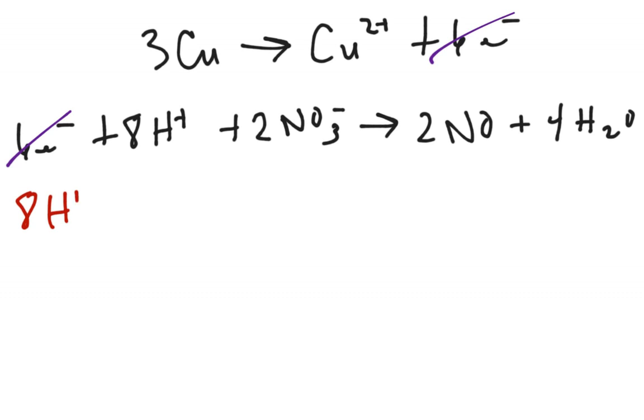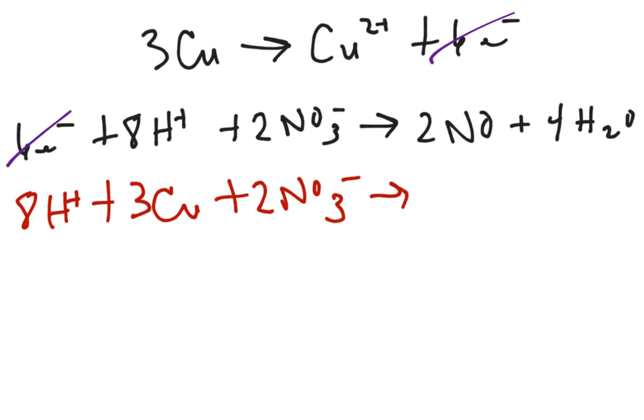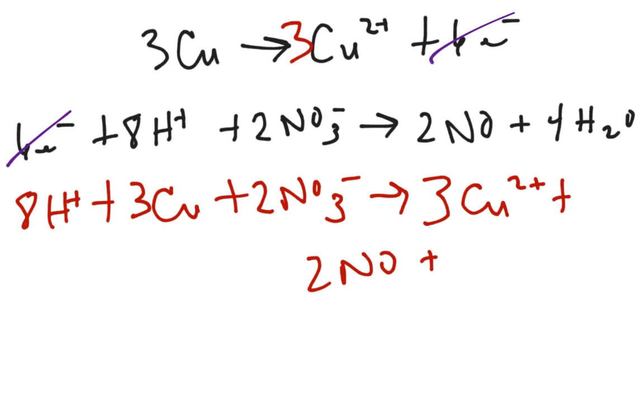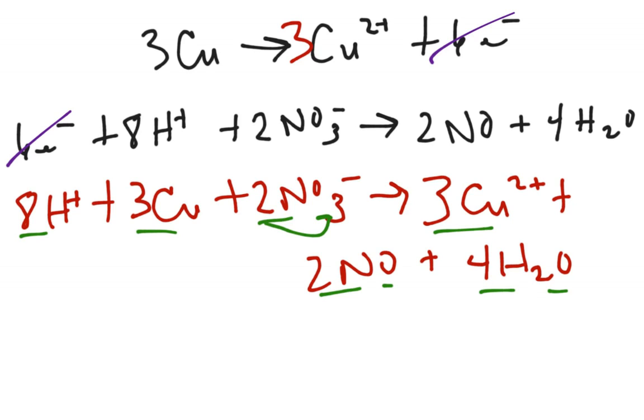I'm going to 8 hydrogen ions plus 3 copper plus 2 nitrates goes to, forgot my 3 up here, 3 coppers, 2 pluses, plus, and I'm going to come down here and finish this really quick, 2 nitric oxides plus 4 waters. Okay, and I can go back in and balance and say, okay, I've got 3 coppers and 3 coppers, I've got 2 nitrogens and 2 nitrogens, I have 6 oxygens and 6 oxygens and 8 hydrogens and 8 hydrogens. So this is how I would balance it.